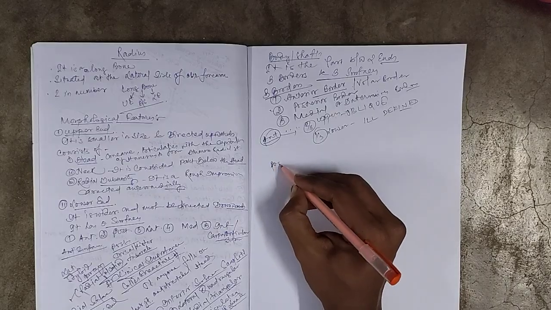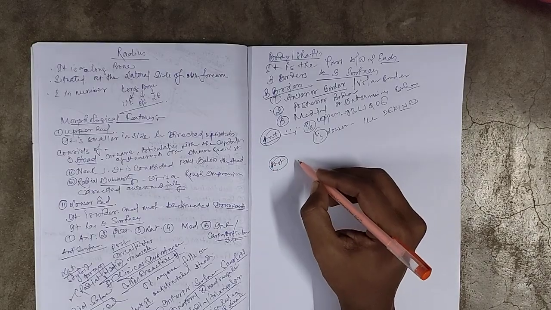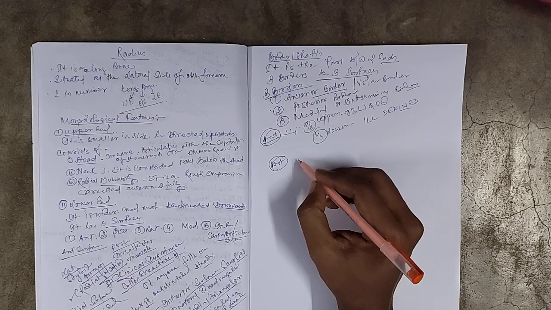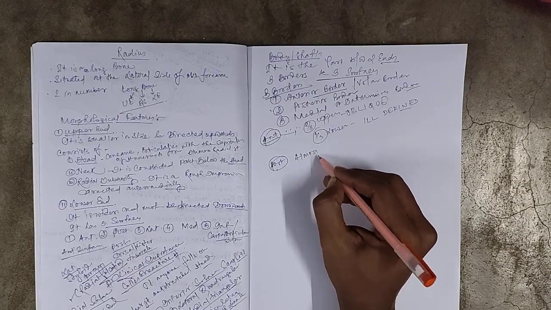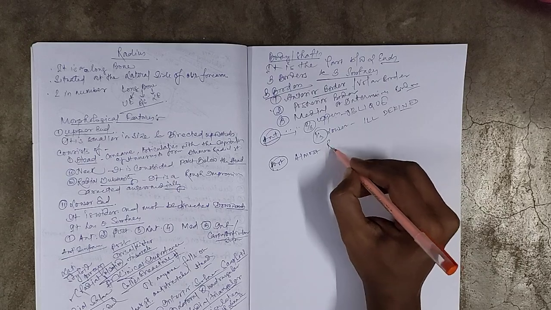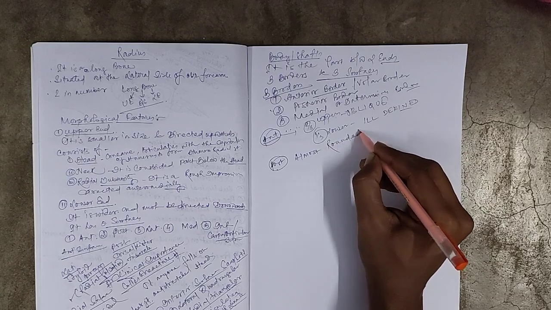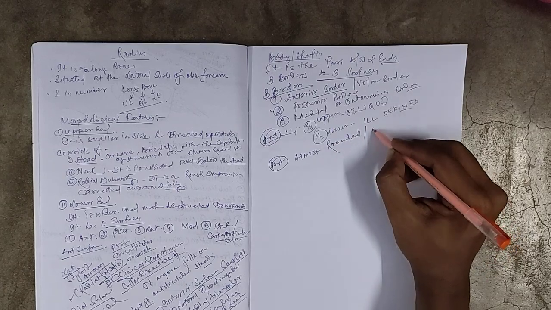Then comes the posterior border. In case of posterior border, it is almost rounded but non-prominent. It is almost rounded but not prominent.